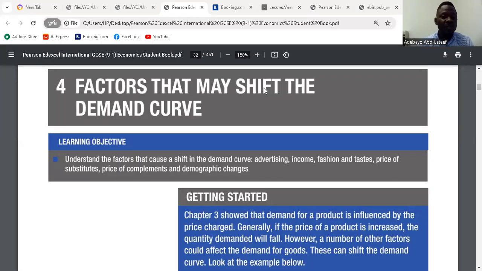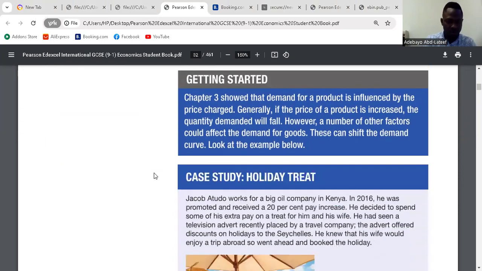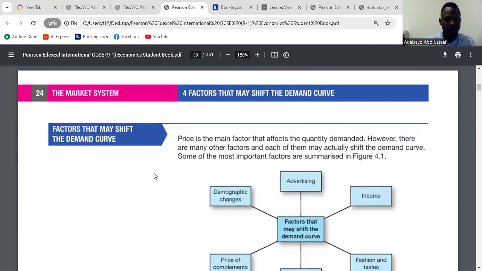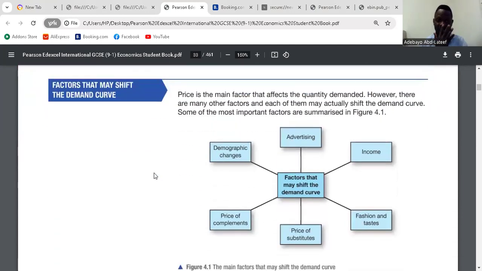Go to the factors that may shift the demand curve. Whatever factors that will shift the demand curve will be non-pricing factors. So factors that may shift the demand curve.